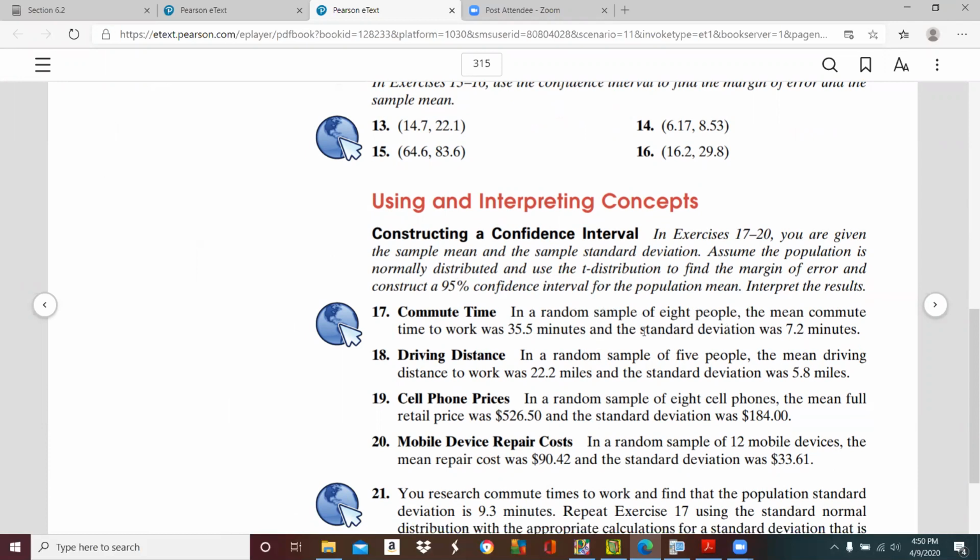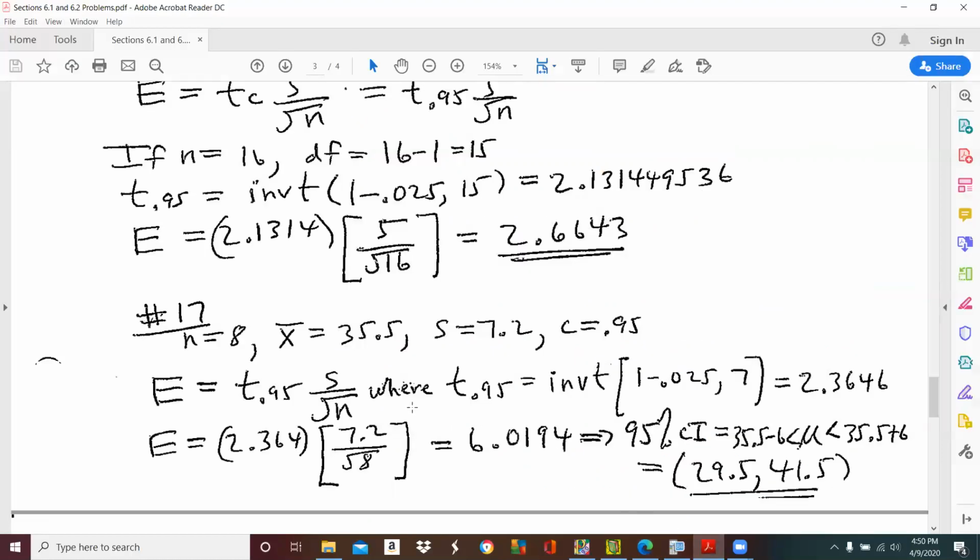It does not say population standard deviation. It doesn't say sample standard deviation either. But if it doesn't say population standard deviation, assume it's a sample standard deviation. Just make that assumption. That's S, 7.2. So X bar is 35.5, S is 7.2, and N is 8. Let's look at the solution. Here are all the numbers. We need a 95% confidence interval.